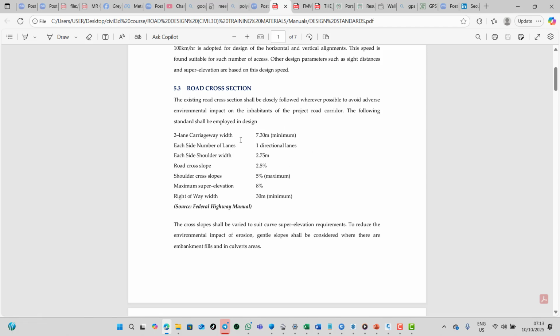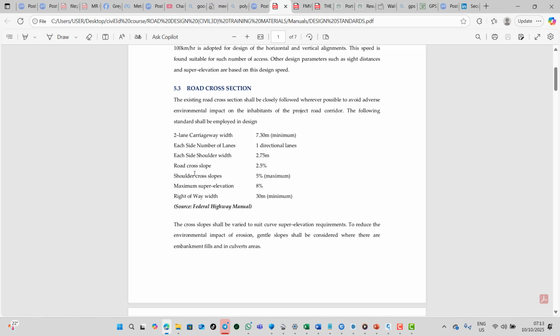For a two-lane carriageway, the width we say is 7.3. So it means that each lane is 3.65. So each side of the lane, which is one directional lane, and then each side shoulder width should be 2.75 for a highway. So this is another very key, important piece of information that you should take note of.